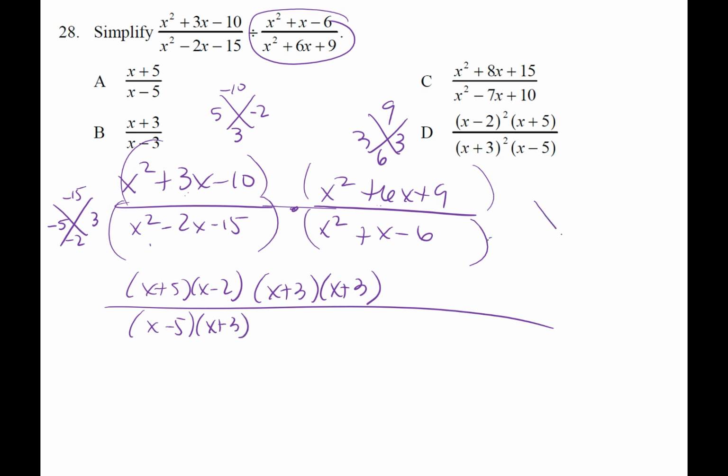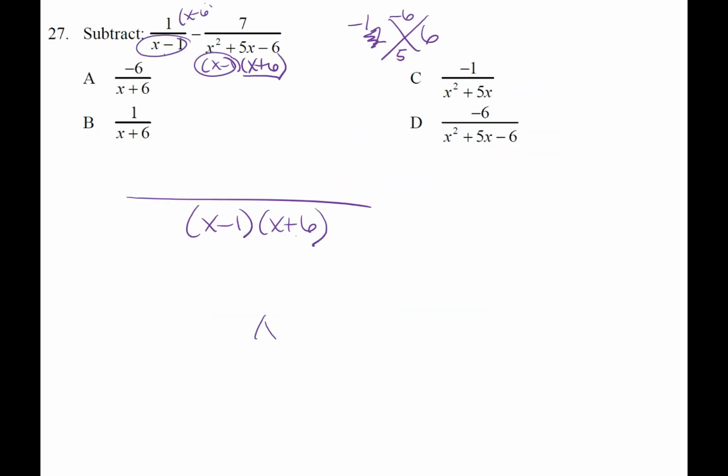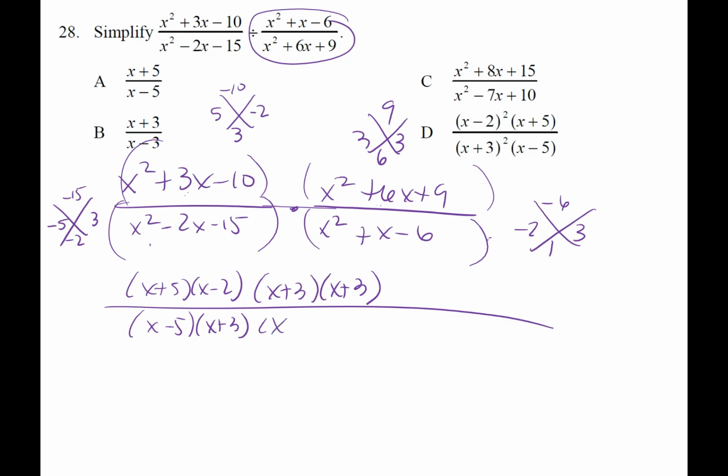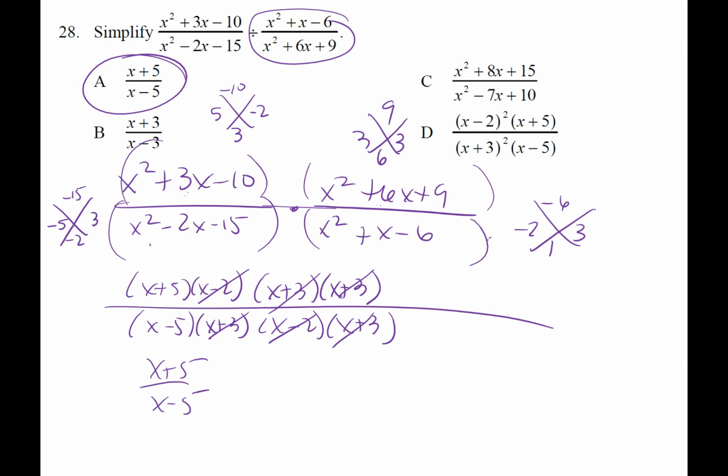This one here, two numbers that multiply to negative 6 and add to 1 would be negative 2 and 3. So x minus 2 times x plus 3. The minus 2's cancel. The x plus 3's cancel. The other x plus 3's cancel. So I'm left with x plus 5 over x minus 5, which is A.